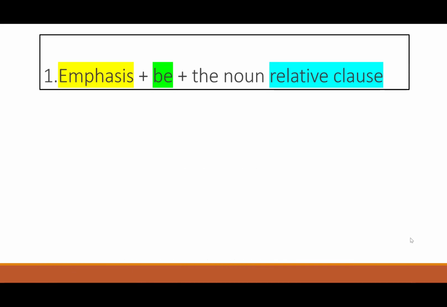This one is the first. The subject is the thing or the person that we emphasize. Yeah, we put it first, and then we use be as the verb, and then we use the noun. It can be anything, yeah. It can be the person, it can be the thing, the place, etc. Then we use relative clause.